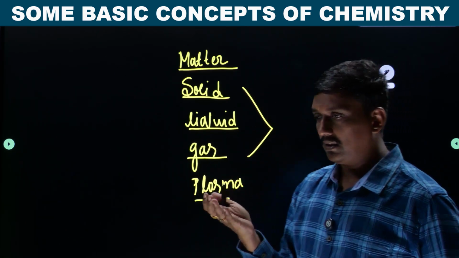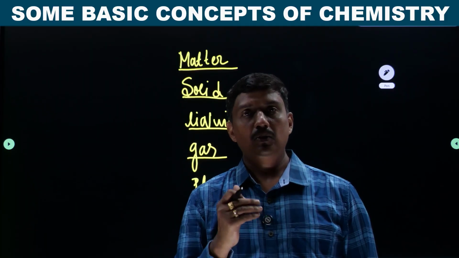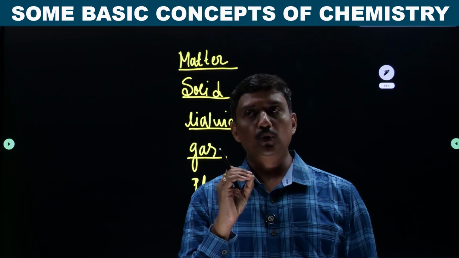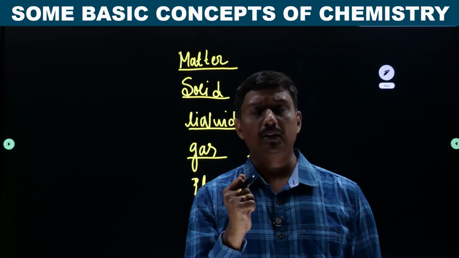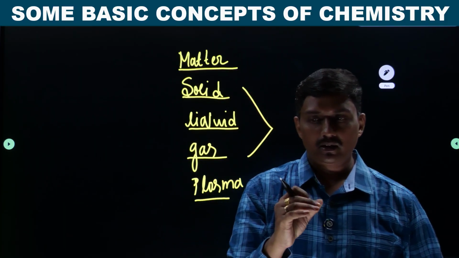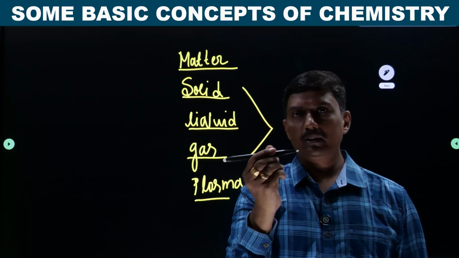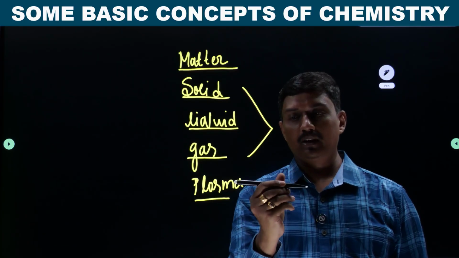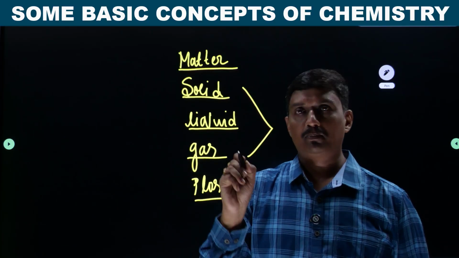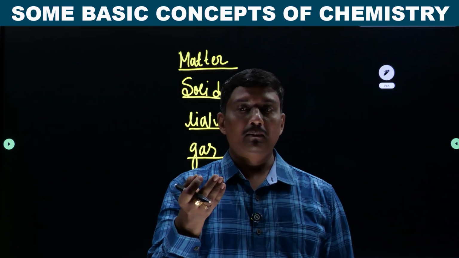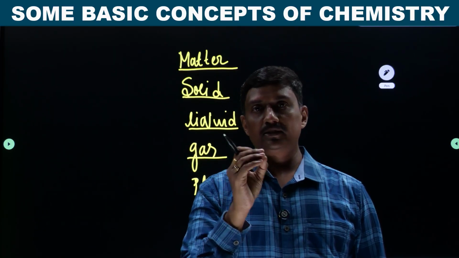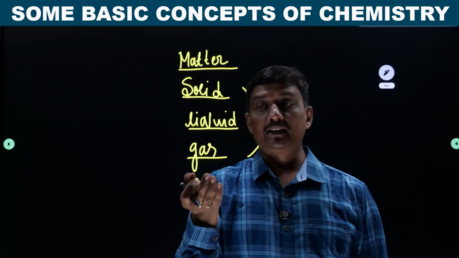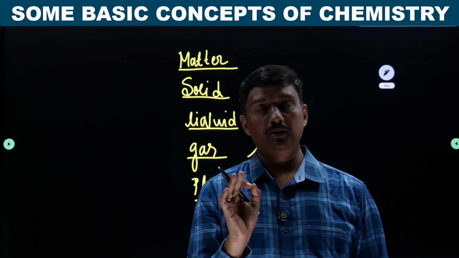So if I ask, take water, what is the state? If you look at the water, easily you can say it is a liquid. How does that water differ from this pen? Water has no definite shape. Definite shape is not there. It takes the shape of the container.